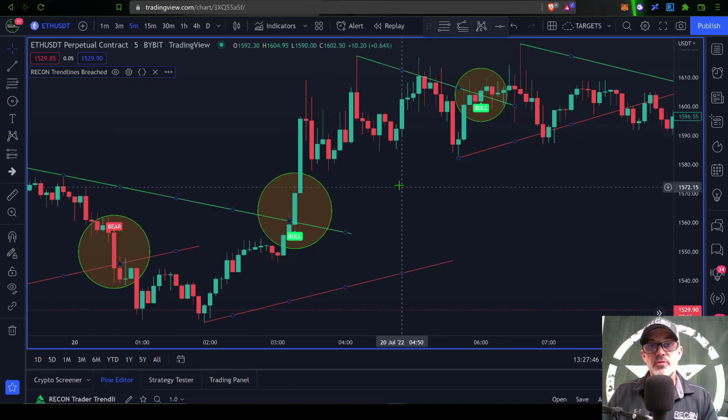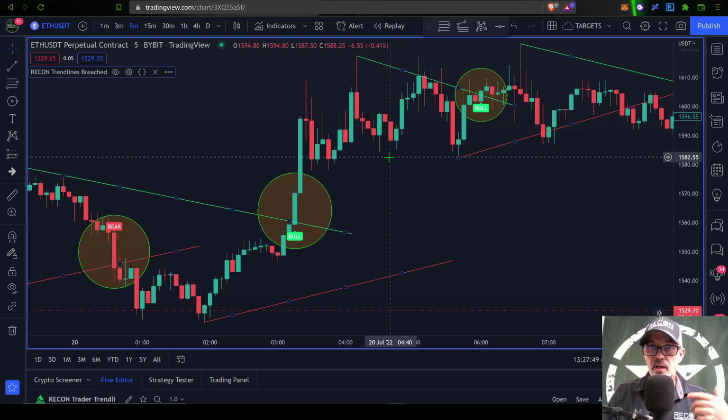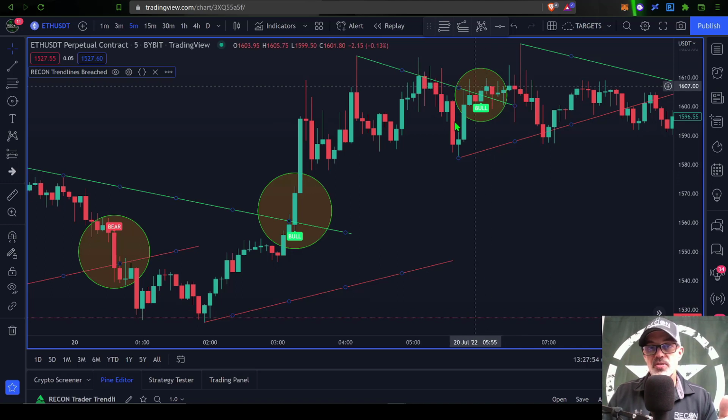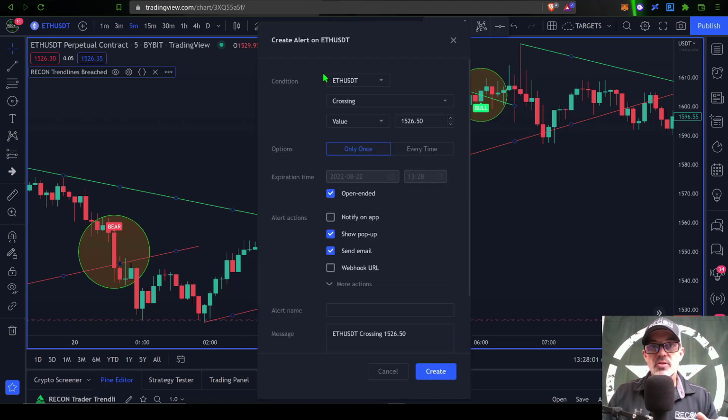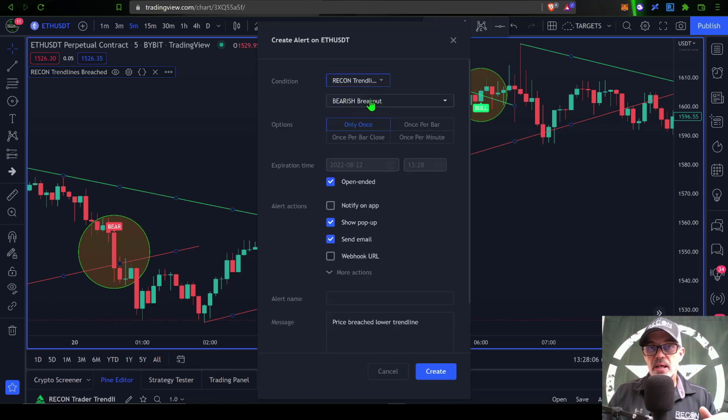Now, if you do not sit in front of a computer all day looking at charts like I do, you can also add alerts to signal when these breaches actually occur. And so you would just click on the alert button with the alarm clock plus right next to it. And you could add a condition of the RECON trend line, bearish breakout. That would be like, for example, right here where this candle breaches down below the lower trend line or this red trend line. Or you could select a bullish breakout, which would be on this candle where you see the price crosses above the upper trend line.